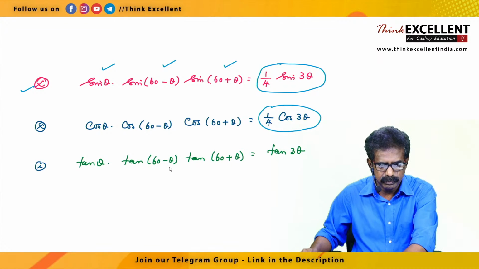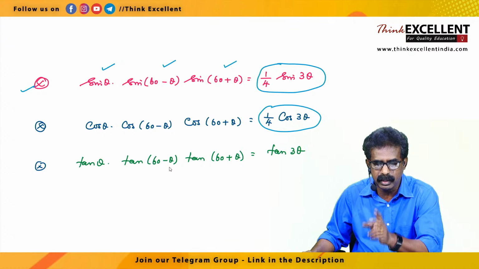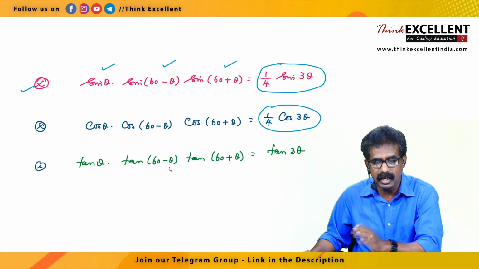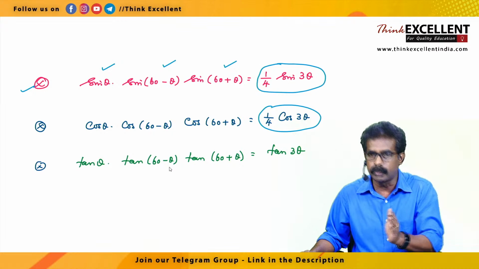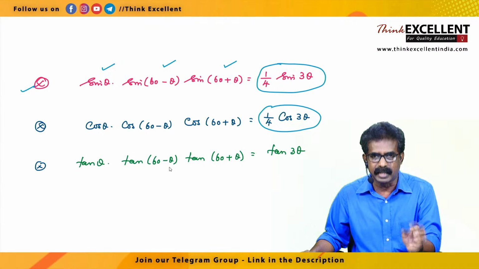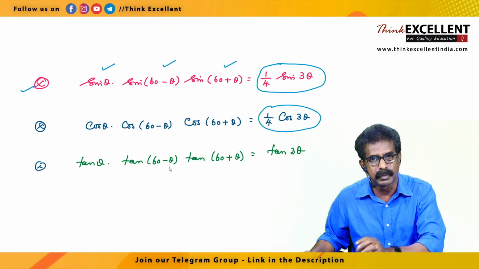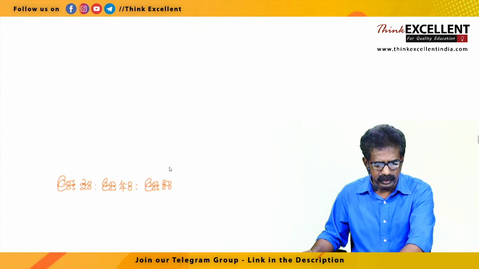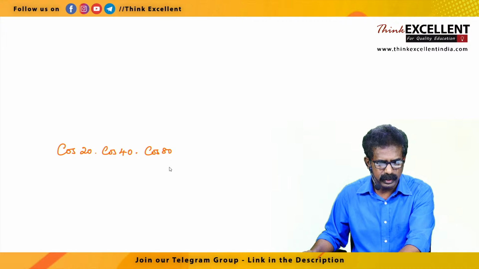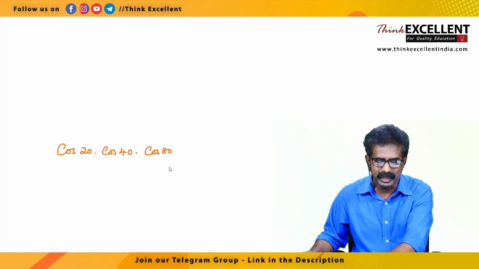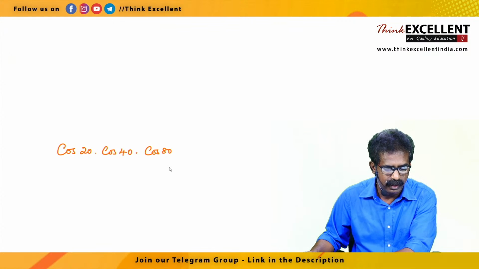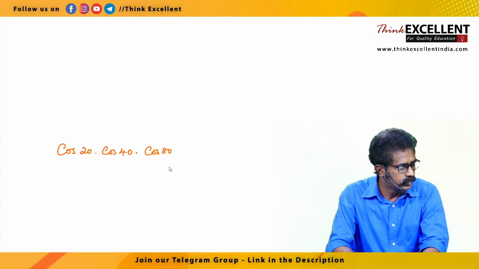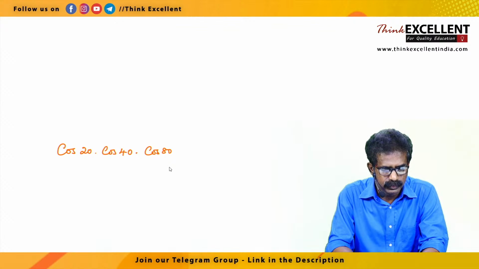Okay, shall we go for a sum? So sin and cos, remember 1 by 4 into sin 3 theta, 1 by 4 into cos 3 theta. But for tan, that 1 by 4 is not there, tan 3 theta. But what is the left side? Tan theta, tan 60 minus theta, tan 60 plus theta. Try to learn it now itself. This one question: cos 20, cos 40, cos 80. I'm sure my students will finish it so quickly. Find the answer, post it in the chat box.